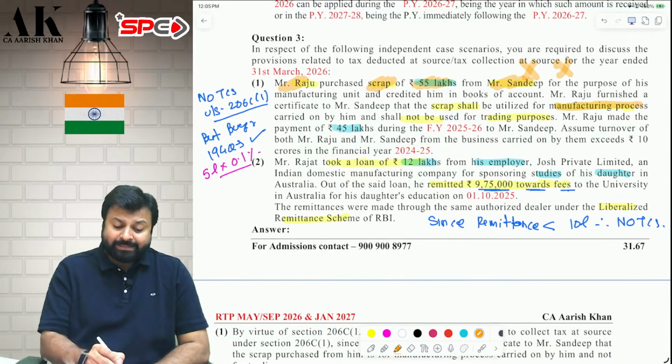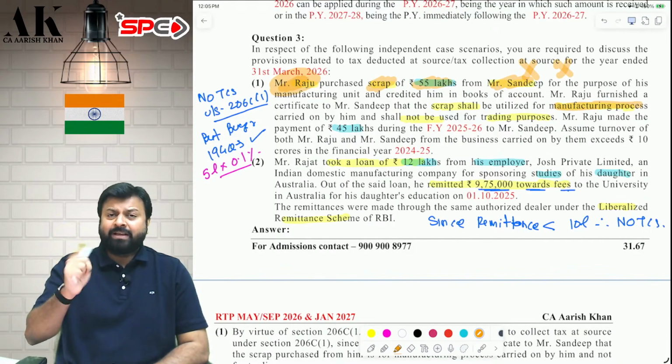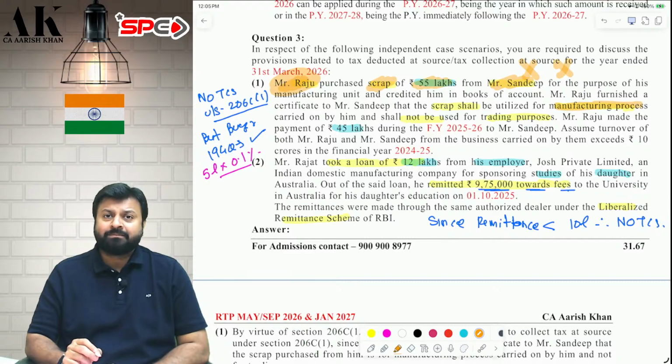Then in that case, it is the responsibility of the buyer to deduct TDS under 194Q if the other conditions of 194Q are fulfilled. The buyer should deduct TDS in that case. Now let's see whether the buyer is liable for deducting TDS or not. Let's see whether the buyer is fulfilling the conditions or not.